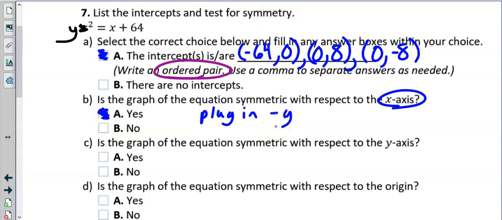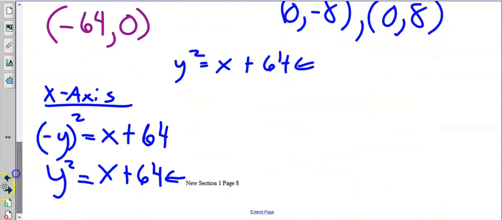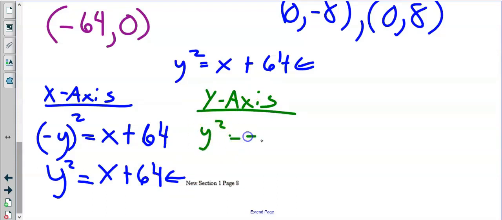How do I test y-axis? Plug in negative x. Good. So we'll come down here. Y-axis. Plug in a negative x. So I got y squared equals negative x plus 64. I'd now do any simplifying that I can. Is there any simplifying? No, you can leave it like this.